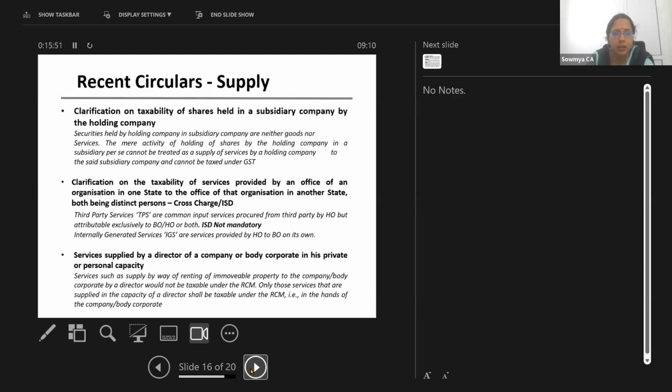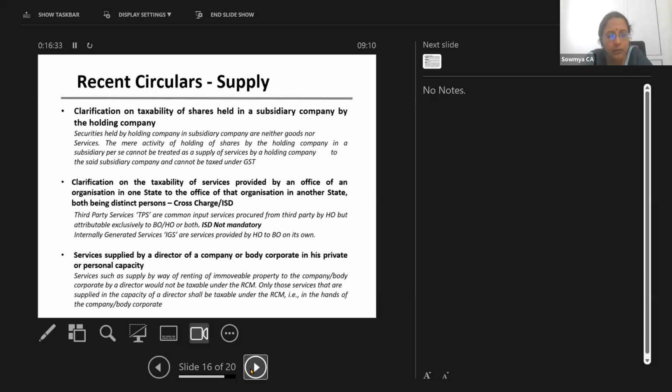And certain recent circulars have been issued with respect to the concept of supply. Very recently, they have told that shares held in a subsidiary company by a holding company will not be a supply of service by the holding company to the subsidiary company, merely because some shares are held by the holding company. Because we had seen notices being issued by the department, wherein they told that all the share capital that is invested by the holding company in the subsidiary company is a supply of service, and therefore you need to pay 18% GST on that. So clarification has been issued in that regard.